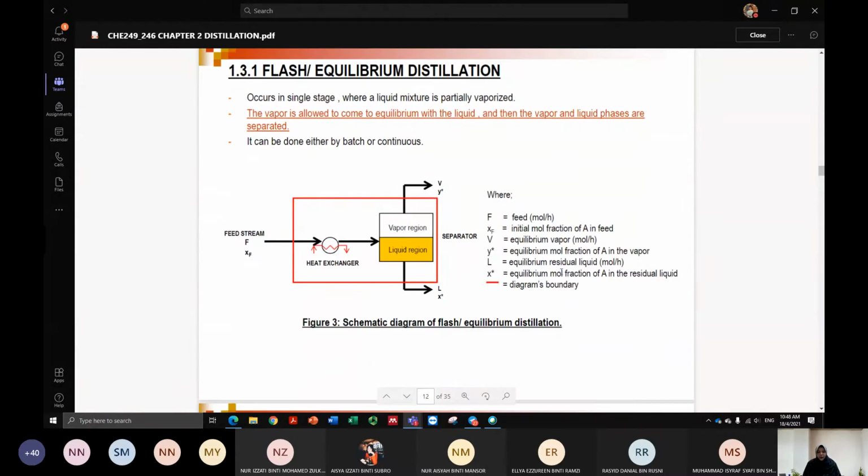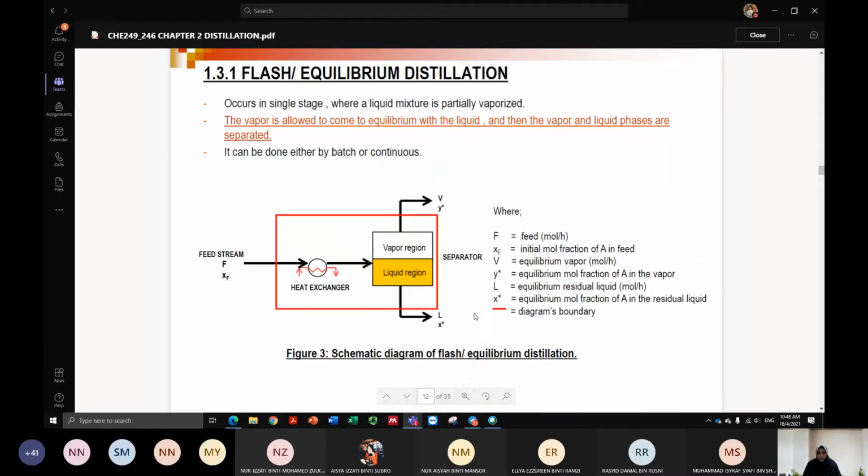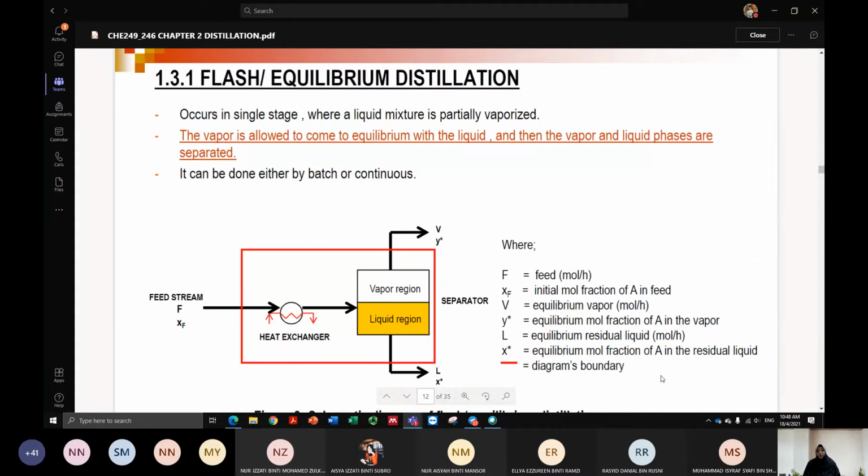This is the schematic diagram of the flash or equilibrium distillation process that you're going to have. We are going to start the calculation on the mass balance. So let's make it bigger. Flash distillation column: we only have a single stage for this column.